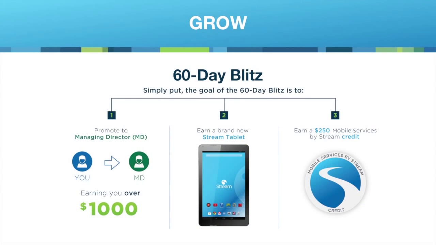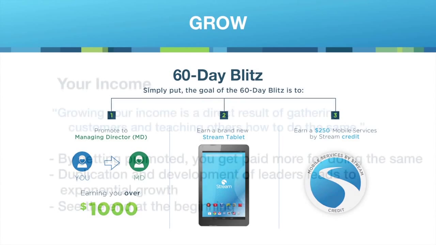Now, you've heard of our 60-day blitz, and we put this in place to create the urgency for you to get off to a great start in your business. So what's the purpose of the 60-day blitz? To get you promoted to managing director, and that enables you to earn a $1,000 bonus, a free Stream branded tablet, and then a gift card for $250 towards a Stream smartphone. So what a great way to start your business off by completing our 60-day blitz and earning tools that will help you explode your business even more.